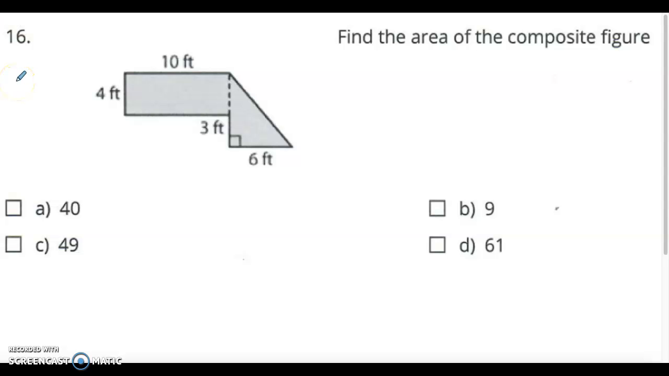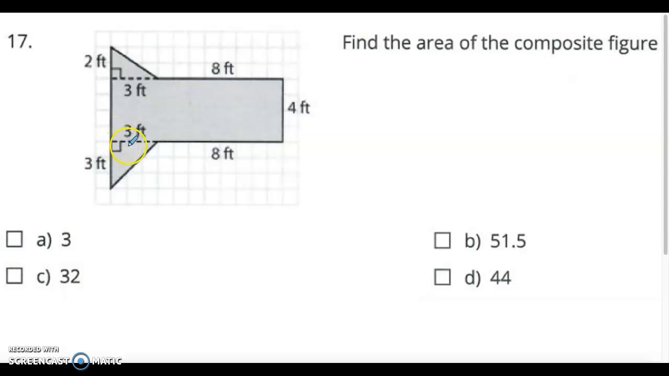Okay, problem number 16. This is a composite figure. This is a triangle. Okay, to find the area of the triangle, it's base times height divided by 2. The base is 6, but the height is 3 plus 4, because this piece right here has to be 4. So the whole height, this entire height, is 7. So 7 times 6 divided by 2. And then the area of this rectangle is 10 times 4. So you find the areas and add them together.